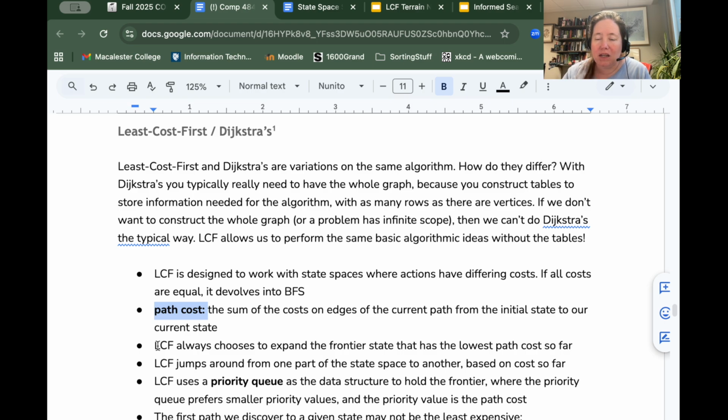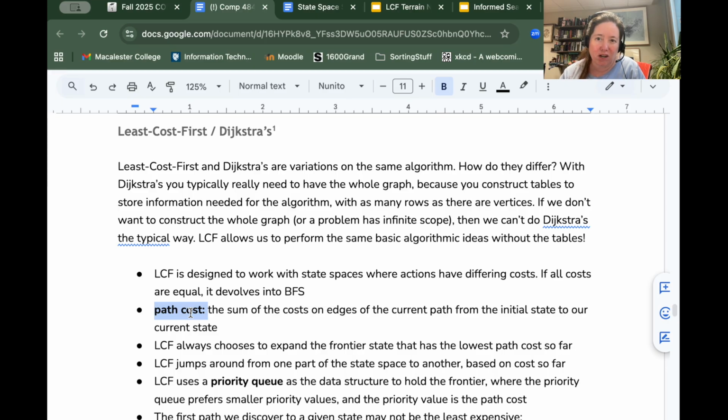What does that mean? It means when we have our fringe set, we are going to look at the path costs for each of the elements in that fringe set. And we will choose the fringe element, the frontier element, that has the lowest cost every time. This is what Dijkstra's algorithm does as well. It looks at the path cost and it always chooses the one with the lowest cost.